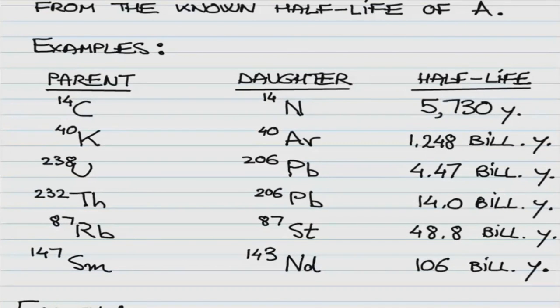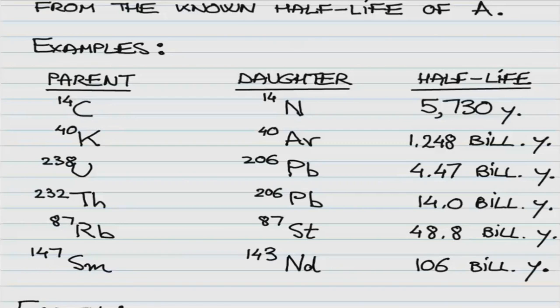First of all, carbon-14 transforms into nitrogen-14 with a half-life of 5,730 years, right? And this can be used to determine the age of objects made out of organic material into which carbon-14 is incorporated over periods of several thousands of years. Then we have potassium-40, the parent nucleus, transforming into argon-40, and the half-life is 1.25 billion years. The next one is uranium-238. The end product, the daughter nucleus, is lead-206, and the half-life is 4.47 billion years. Thorium-232 transforms into lead-208, and the half-life is 14 billion years.